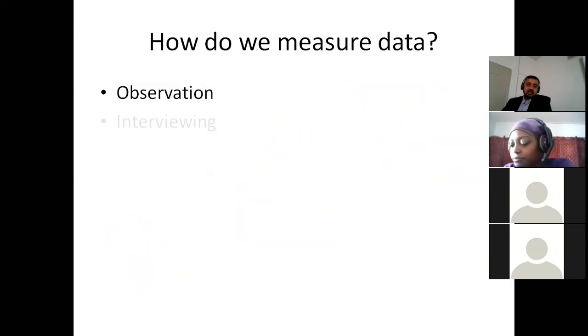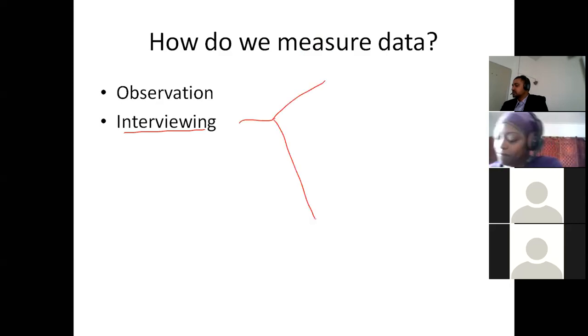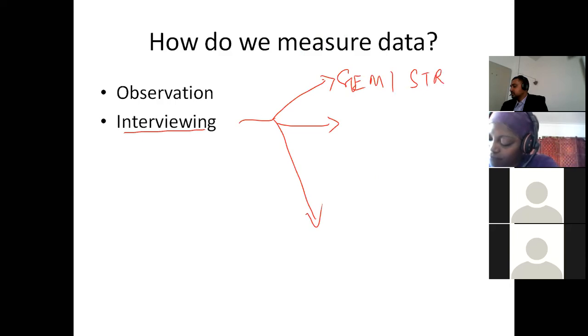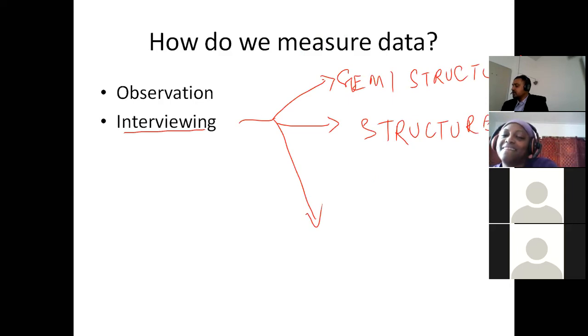The other way we collect information in the social sciences is we do a lot of interviewing. There are different kinds of interviews. Semi-structured. Structured. And you have mixed interviews, where you have both.